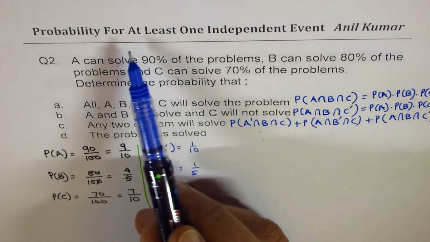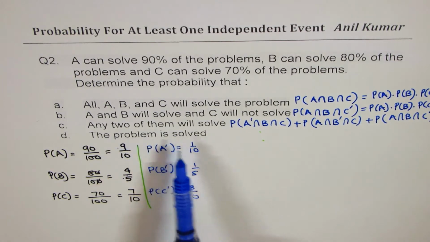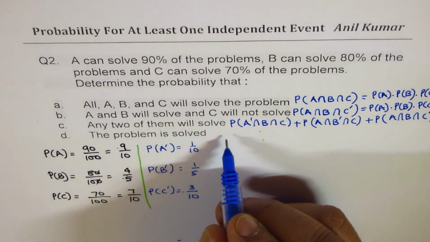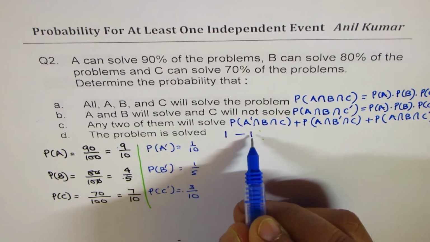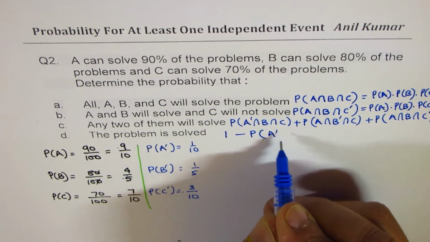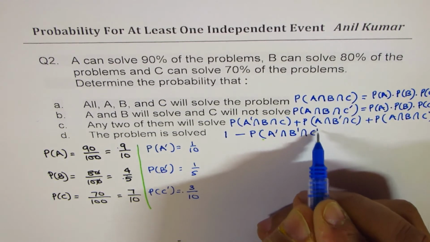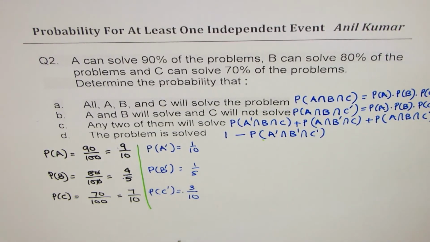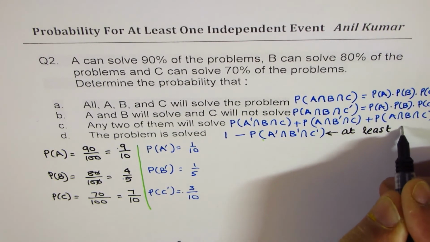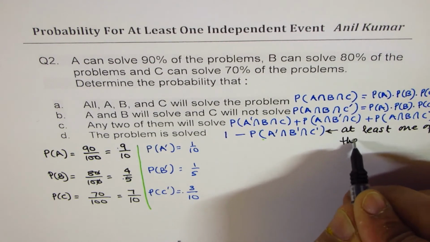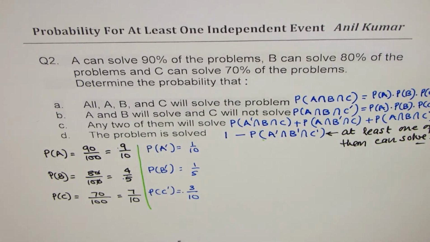The last question here is at least one. The problem is solved means that if I say all cannot solve it, right? So it is 1 minus the probability that all cannot solve. Do you see that? So at least one can solve. We could say at least one can solve. So that really means at least one of them can solve. Does it make sense to you, right?